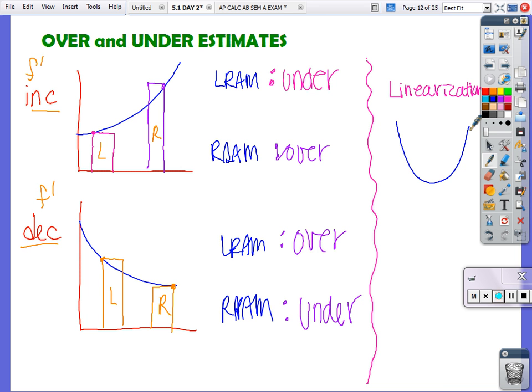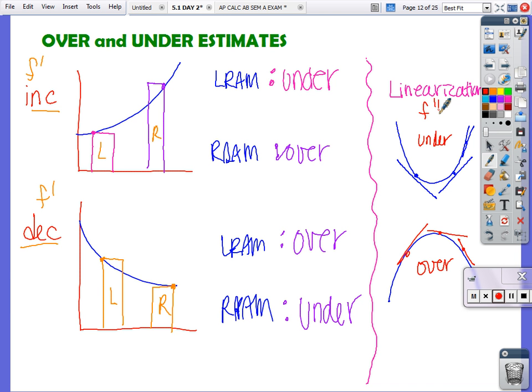Because if your function's concave up, no matter where you draw your tangent line, it's always under the curve. But if I do concave down, anywhere I draw my tangent line, my red lines are always over the curve. So you want to make sure that you don't get them confused. So linearization, we talk about concavity. Okay? All right. Last thing.